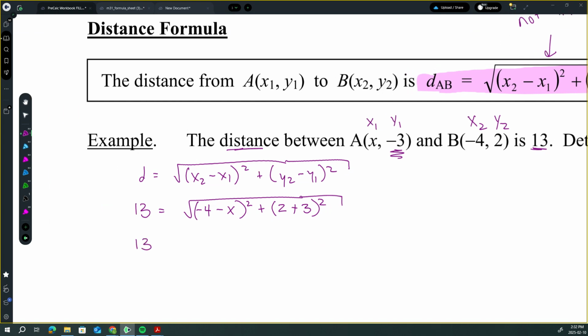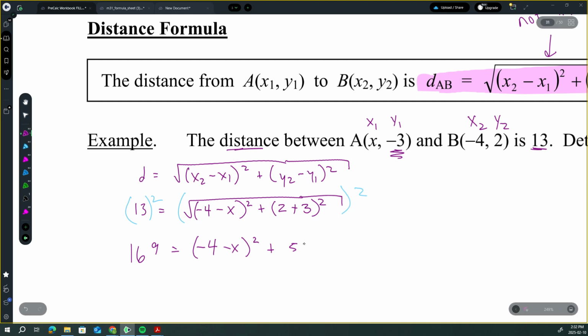Alright, so actually, you know what I'll do at this point just to start problem solving here? Let's put that back. So to get rid of the square root, I'm going to square both sides here. So let's get rid of that 13. Okay, so 13 squared, that's going to give us 169. Okay, and now we got that -4 minus x squared plus 2 plus 3 is 5 squared.